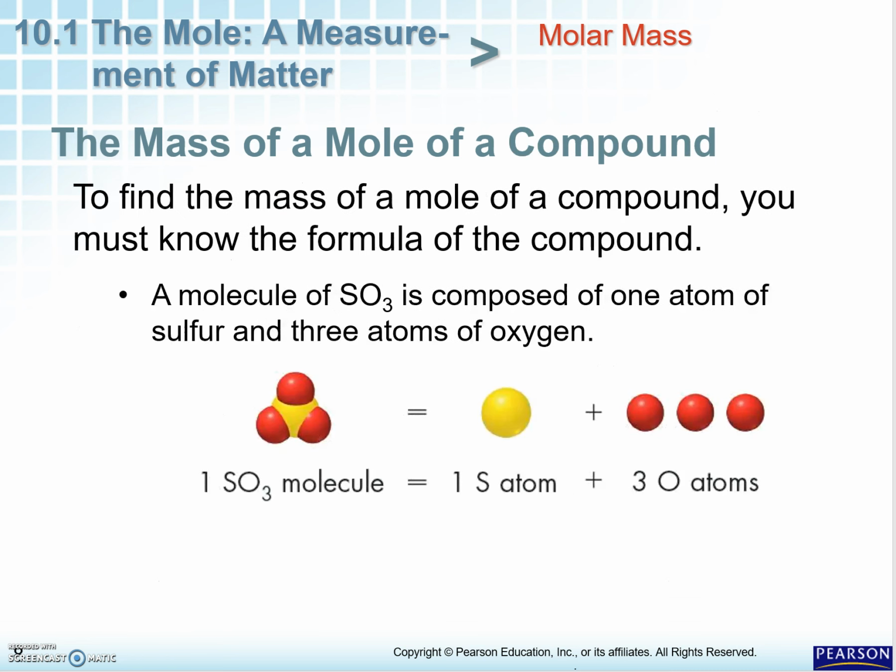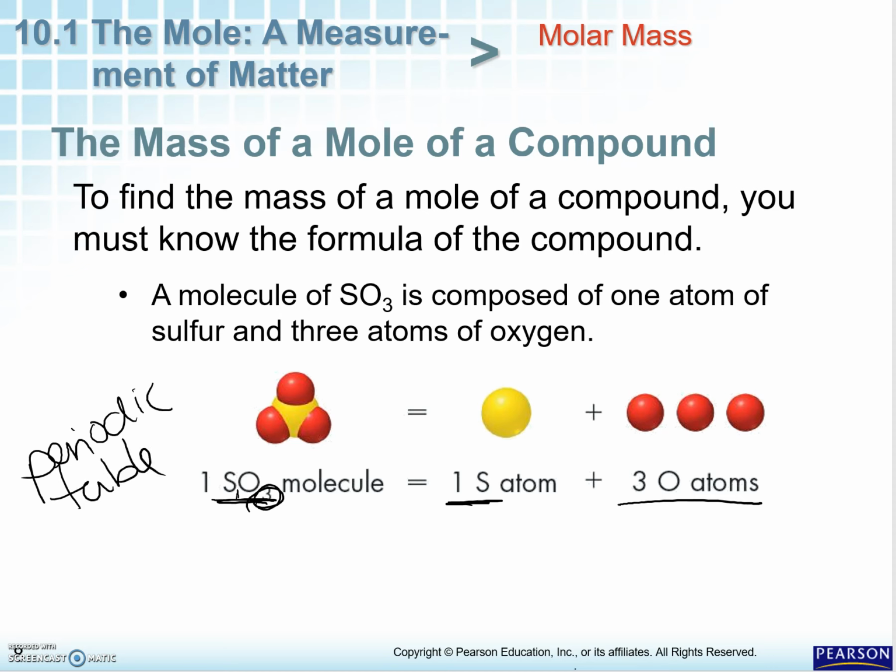But to find the mass of a mole of a compound, you have to know the formula, because you need to know how many grams of each type of atom are in our compound. So for example, we have SO3 right here, which has 1 sulfur atom because it has a subscript of 1, and 3 oxygen atoms, which has that subscript of 3. Because of this, we can now determine its molar mass, or how many grams would be in 1 mole of this compound. To do so, you would need your periodic table, so make sure that's out.